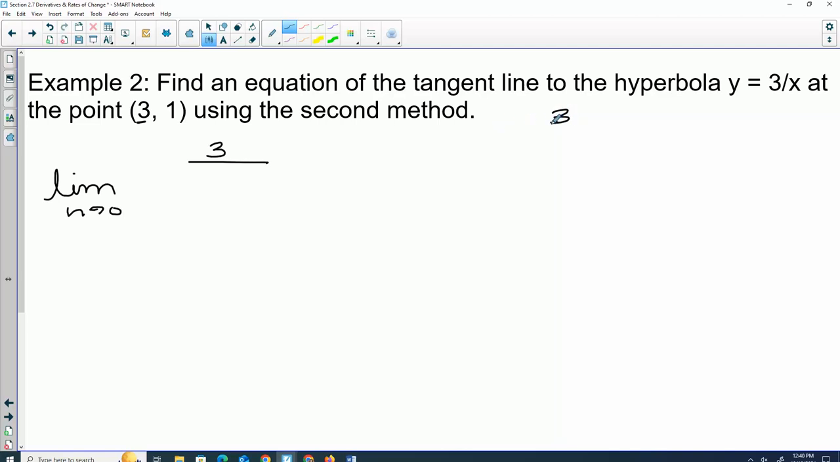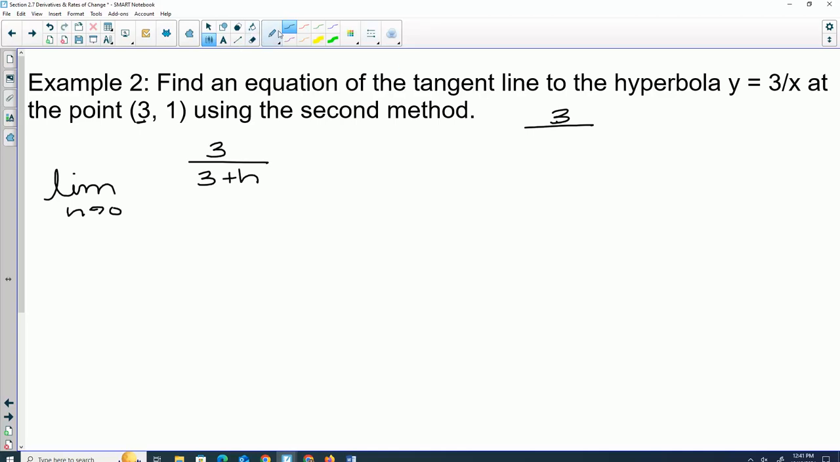Why is H approaching 0? Because you want the points to get closer to each other. So if my first point is at 3, the one a little past that would be 3 plus H. So we're plugging that in for X.